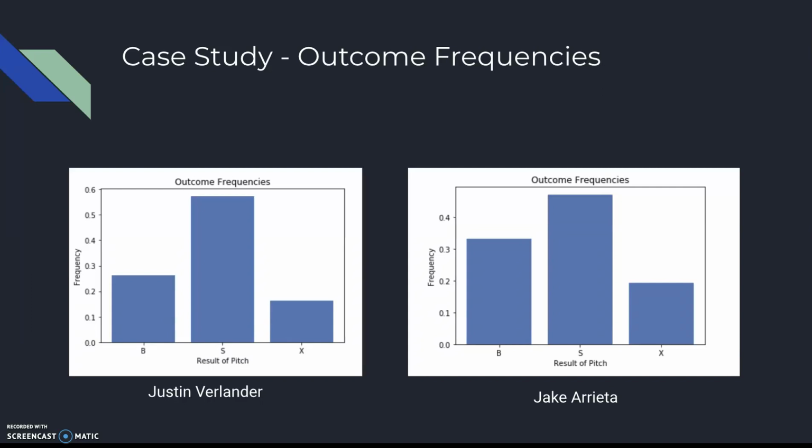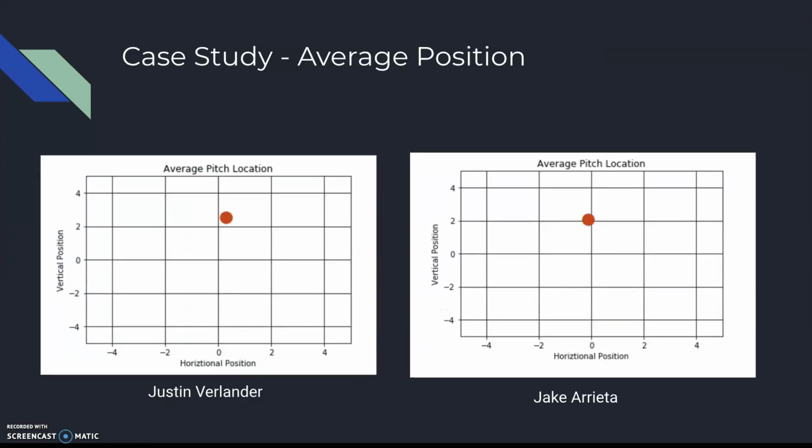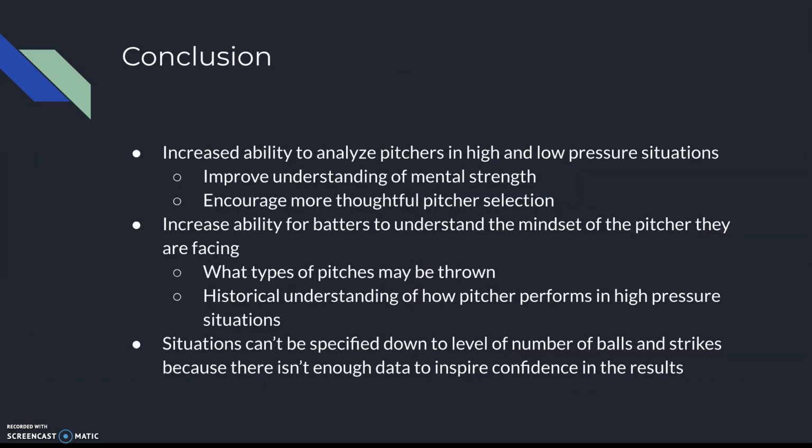When looking at the outcome frequencies, we see that these pitchers do perform relatively well in this high-pressure situation and could indeed be considered clutch, as they both throw more strikes than balls. When looking at the average position generated by SPB, we see that both Verlander and Arrieta throw almost directly over the plate in these situations. This could indicate that they do not want to try and throw more risky pitches due to the intensity of the situation, so they stay in relatively the same area.